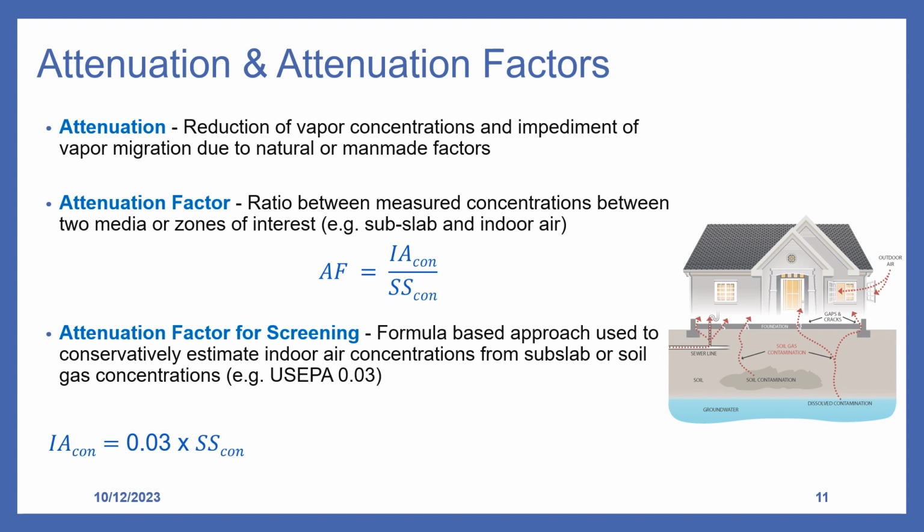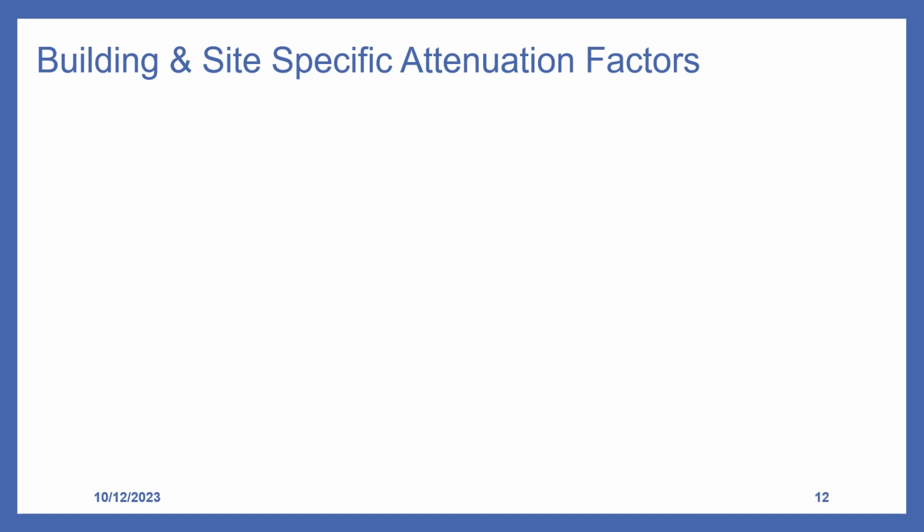In this example, we use the formula-based approach to estimate indoor air concentration using US EPA's default attenuation factor 0.03. So if we have a subslab soil concentration of 1200 micrograms per cubic meter, then we can estimate an indoor air concentration of 36 micrograms per cubic meter. Just remember that this approach should not be used to predict values, but to estimate a conservative value for screening.